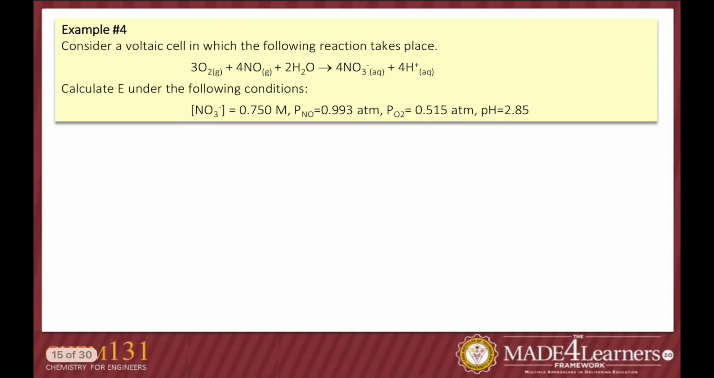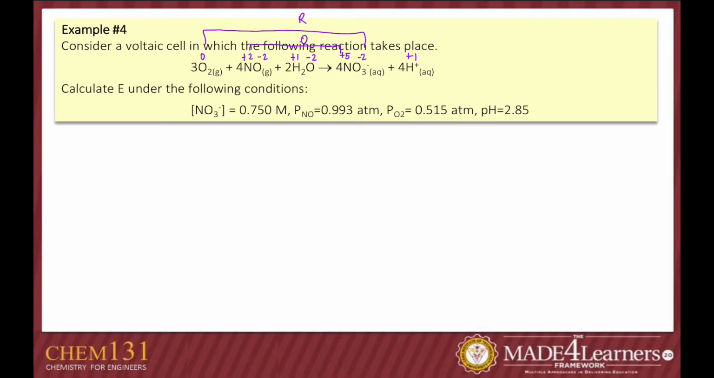Example number 4. Consider a voltaic cell in which the given reaction takes place. So this is the overall cell reaction, and we are given the concentration of the species involved. So to determine which undergoes oxidation and reduction, we assign oxidation numbers to each of the elements here. And we can see that for oxygen, there is a decrease in the oxidation number, so it undergoes reduction. And for nitrogen, there is an increase in the oxidation number, meaning it undergoes oxidation.